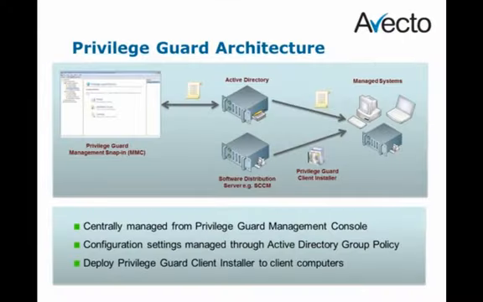Privilege Guard allows organizations to adopt the principle of least privilege by enabling users to run with standard user rights and dynamically assigns admin rights to applications, tasks, and scripts. This is achieved via a policy-driven approach where Privilege Guard policies can be integrated with Active Directory group policy. Taking advantage of an organization's existing infrastructure allows for a rapid deployment of these policies without the need for any dedicated infrastructure.